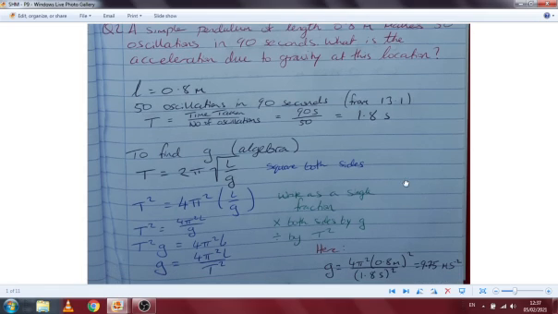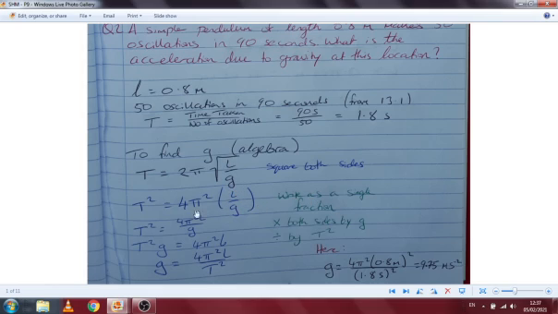So this algebra is a bit tricky, and it's one of the more difficult things to identify because we have to get this g, which is under a square root, which is beside a constant, which is on the other side of the equation. So what we do, first off, we square both sides. That gives us the whole side squared. So T gets squared, 2 pi gets squared to give us 4 pi squared, and this gets squared, which gives me just L over g.